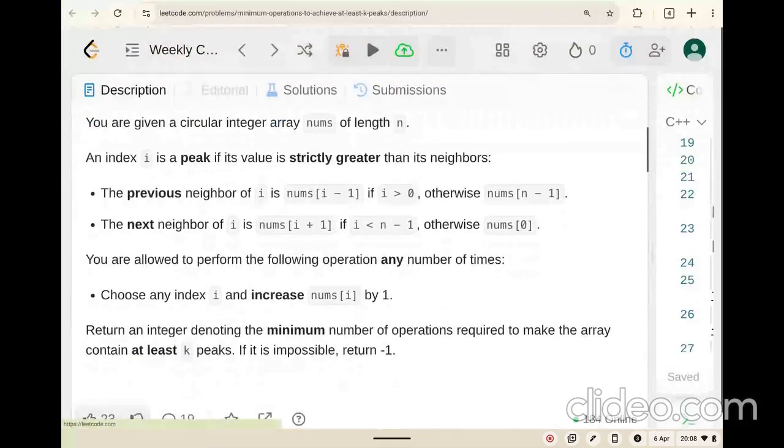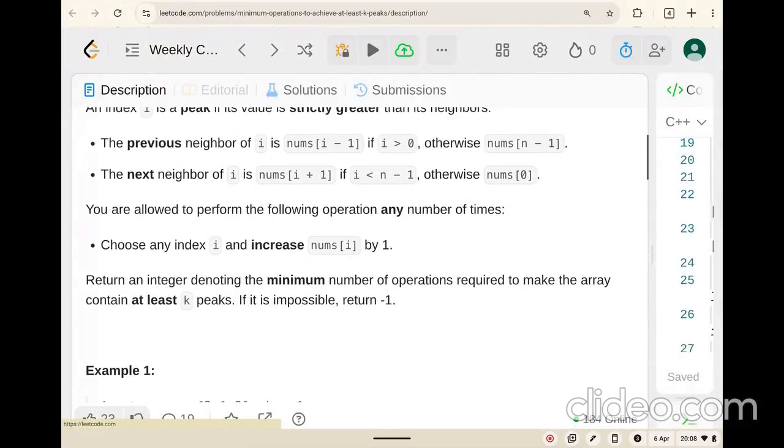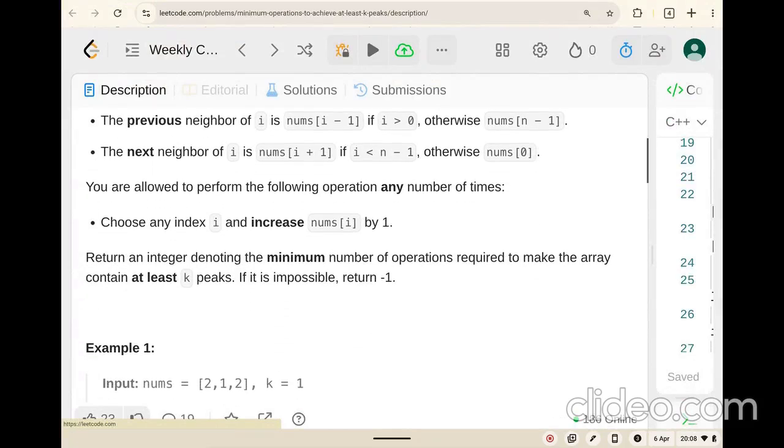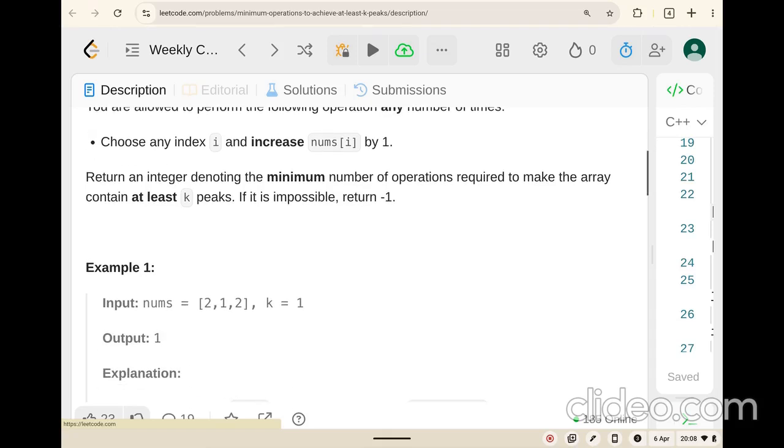You are allowed to perform the following operation any number of times. You can choose any index i and increase nums of i by 1, right? Return an integer denoting the minimum number of operations required to make the array contain at least k peaks. If it's impossible, then we need to return minus 1. I hope the problem statement is clear to you.